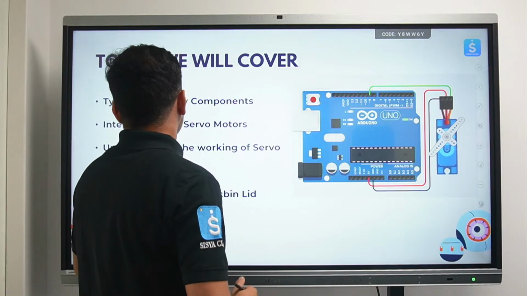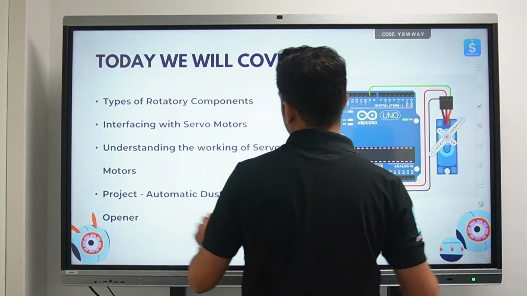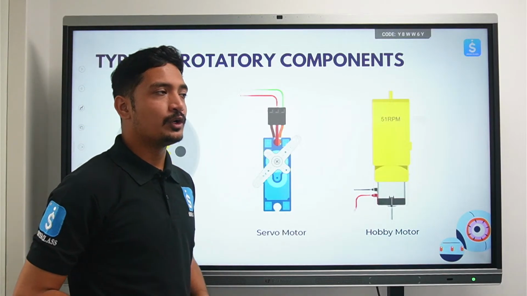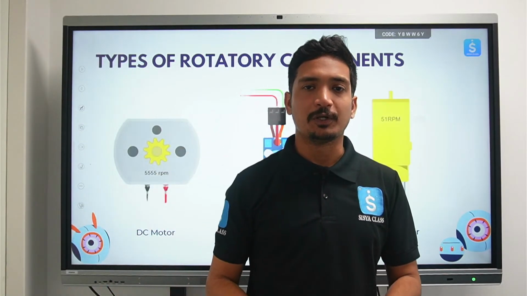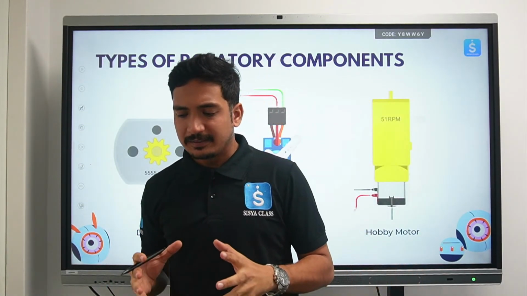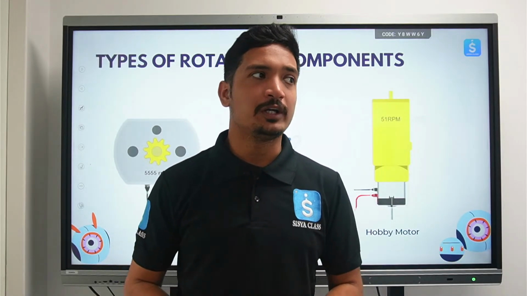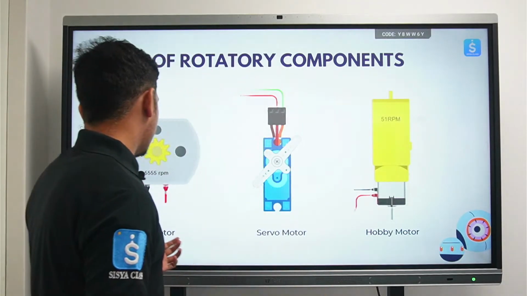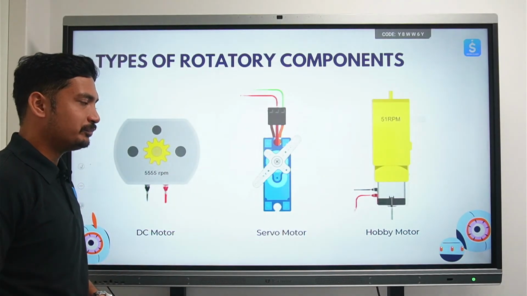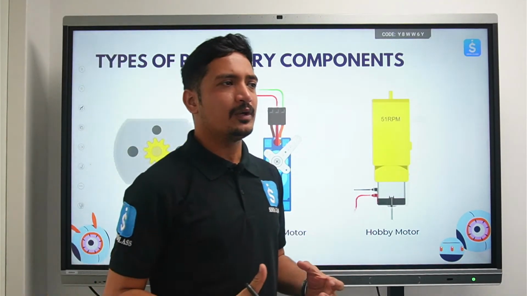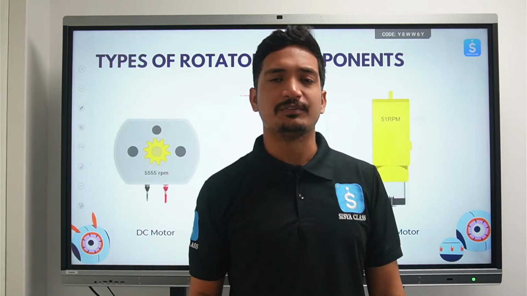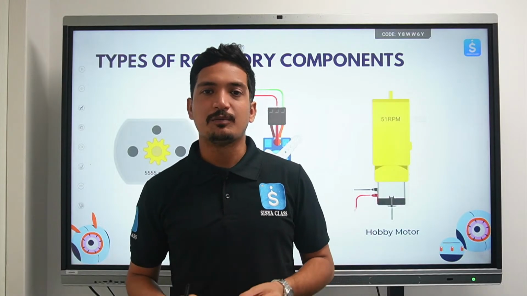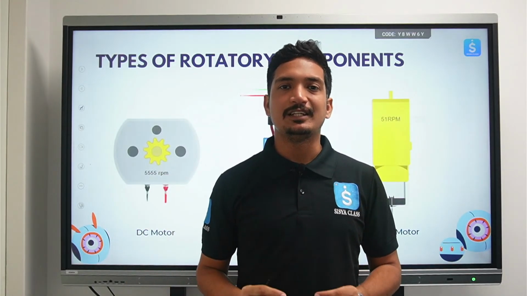Moving ahead, the next thing we have is the types of rotatory components that we can use in robotic projects. Okay, so the most common rotatory objects that we use in robotics projects are the DC motor, servo motor and hobby motor. Now let me help you understand the difference between all of these different types of motors.